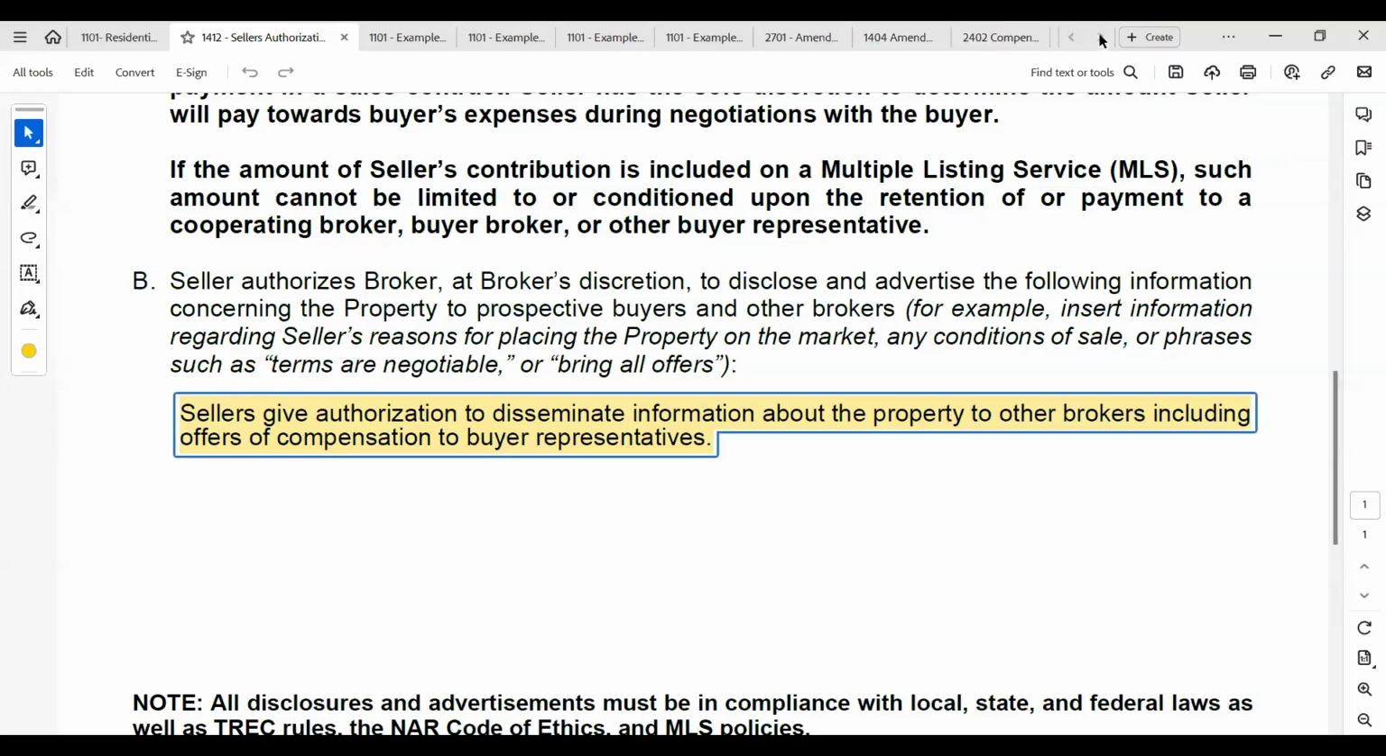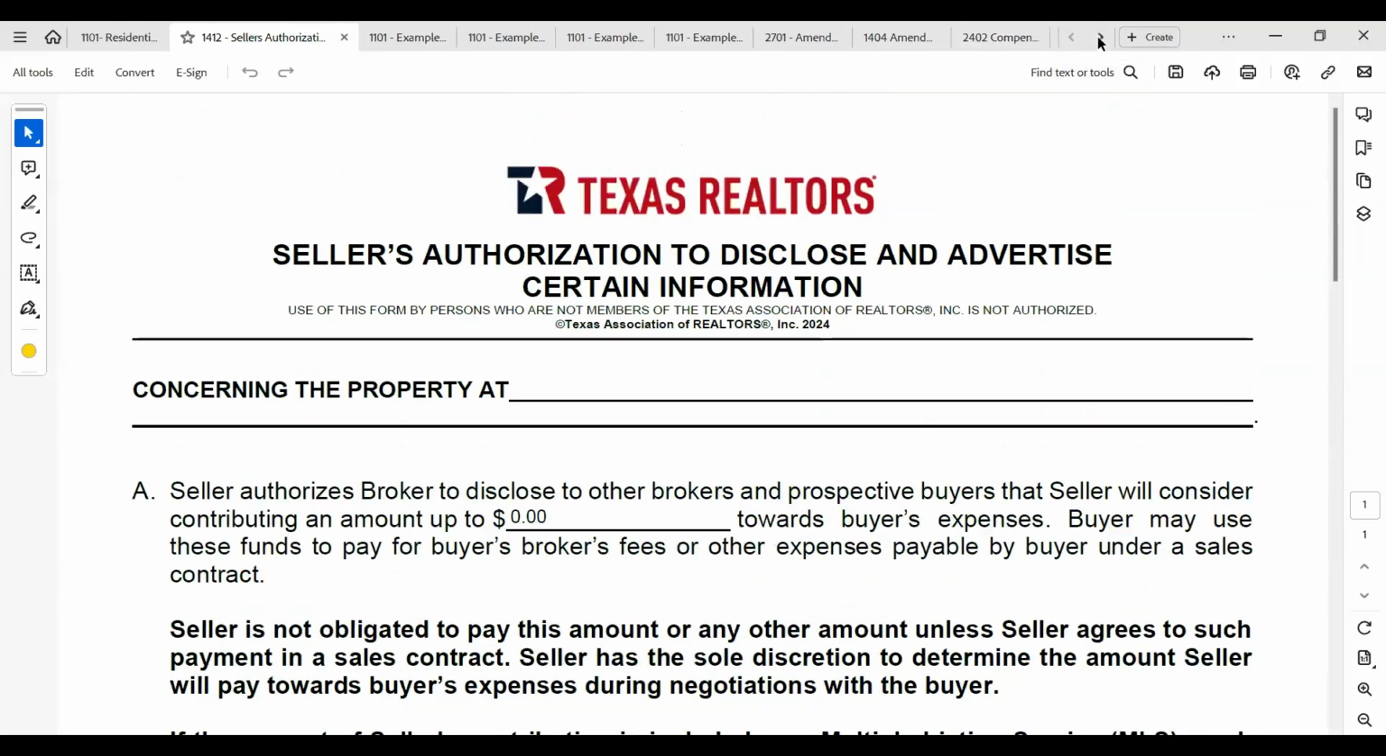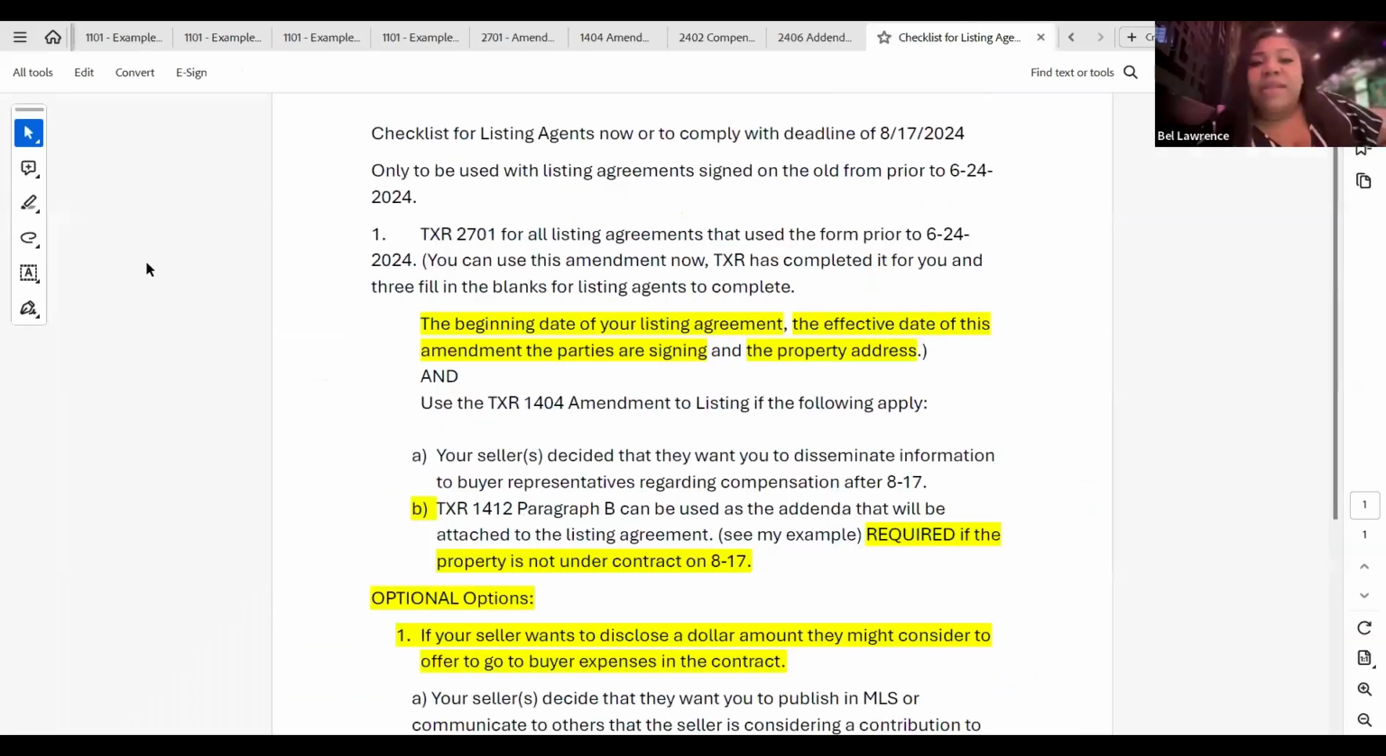Okay, Marilyn, and what's that form number that you're talking about now? 1412. So bottom line, we need that. For any existing listing that I have right now, he's gonna do the 2701 and the 1412. You can, otherwise you're going to use the amendment. Okay, and I'll show you the amendment that you could use as an option too. But wouldn't I need the amendment to even add the seller authorization to disclose and advertise to my listing agreement? Yeah, you can either add it to the listing amendment or you can attach the 1412. And what I provided you as an example is what you would add to the 1412.